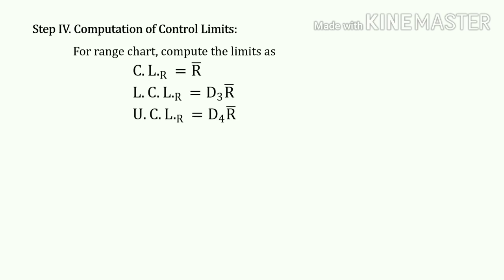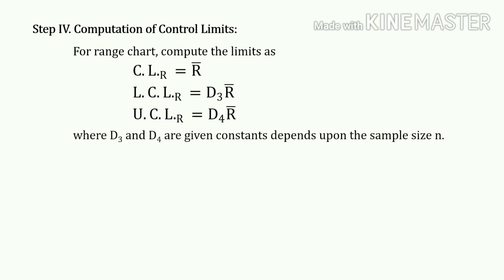CL, control limit or central limit, it is R bar. Lower control limit of R chart is D3 R bar and upper control limit for R chart is D4 R bar, where these D3 and D4 are given constants which depend on the sample size n.